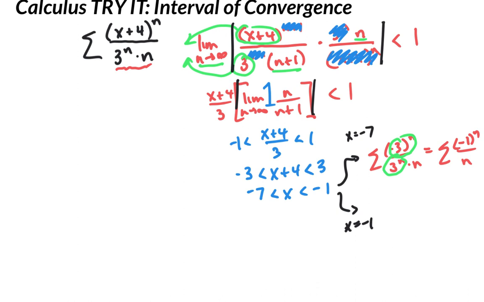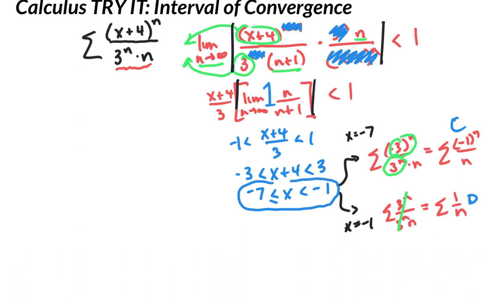So negative 7 gets an equal sign because this led to convergence. When we checked that series, it was an alternating series. We used that test. Now, if I plug in negative 1, so negative 1 plus 4 into the original, I get 3 to the n on top, 3 to the n and n on the bottom. Well, these just divide out. That's just 1. So this just becomes 1 over n. Well, that is a divergent p-series. So this is our interval of convergence. Negative 1 does not get an equal sign because that did not lead to convergence.